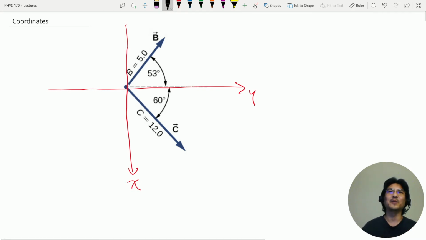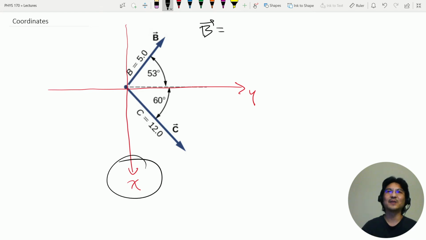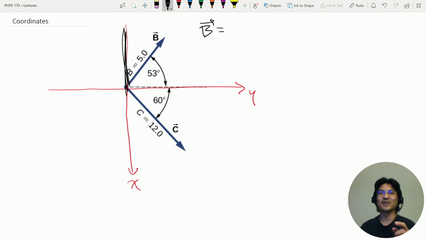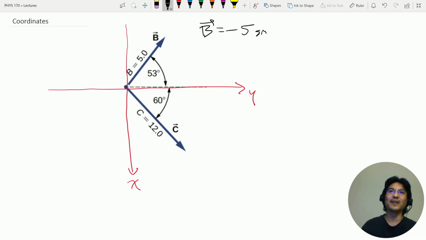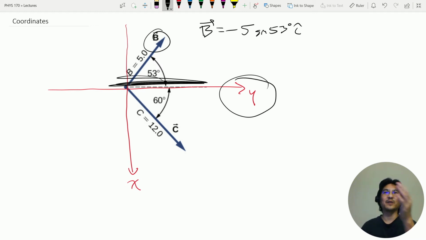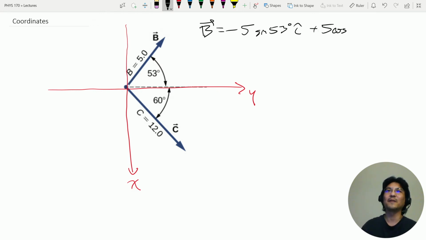So if we wanted to decompose vectors b and c in terms of these coordinates, so vector b, right, the x-axis is here. So the x component of b is along this axis, which is in the negative direction. And then you think to yourself, is this opposite or adjacent to the 53 degrees? Right, so that's opposite. So it's negative, and then opposite, so sine. Right? And then the y component, y is here, so b is in the positive y direction and is adjacent to the angle. So that will be plus 5 cosine.